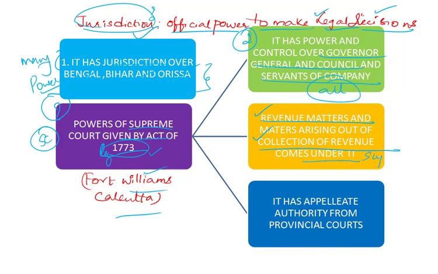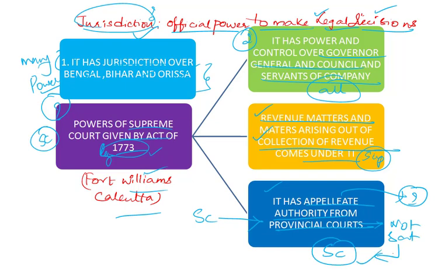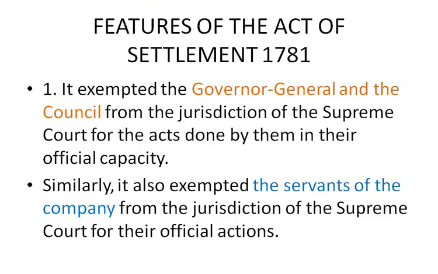The third power of the Supreme Court is that, under the Supreme Court, some provincial courts were established in provinces like Bombay, and it has appellate authority. What is meant by appellate authority? If the judgments by the provincial courts were not satisfactory, they can approach the Supreme Court. So the Supreme Court has appellate authority over the provincial courts also. After passing this act, many powers were taken away from the Supreme Court. So we will deal with the features of the act right now. We are entering into the Act of 1781 features.